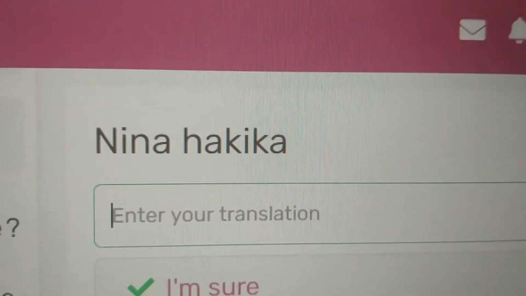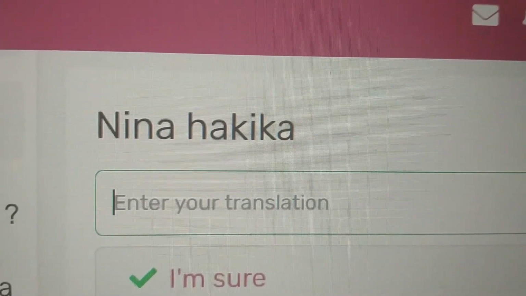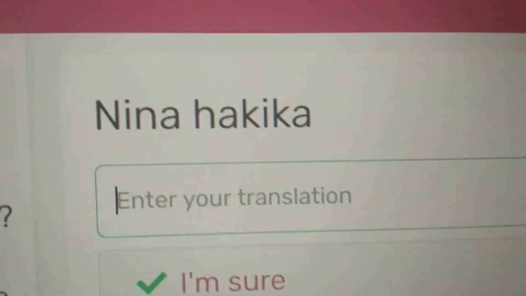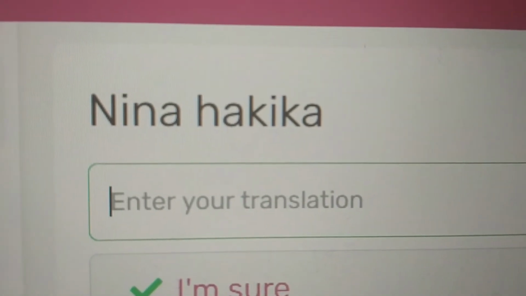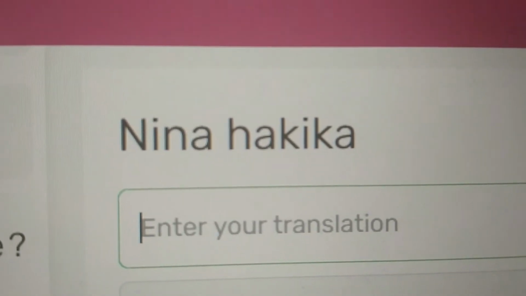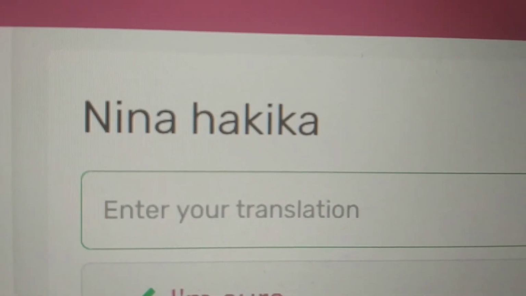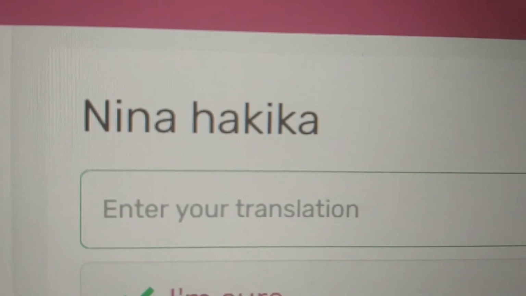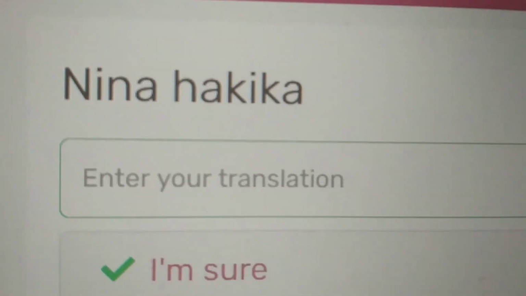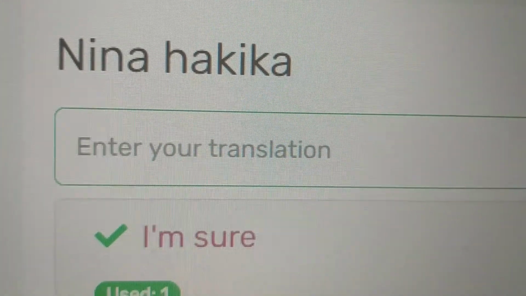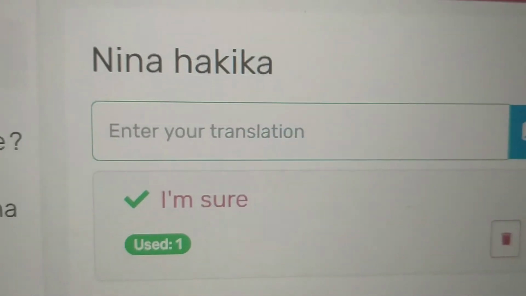I just wanted to show you how I sometimes say phrases. For example, this is Nina Hakika. When I saw this, the first thought I had was Nina means I have, and then Hakika, I don't know, truth possibly, from the Arabic haqiqa. So I have truth. Obviously that doesn't make sense, so I checked it and it's I'm sure. So it's usually when the literal meaning doesn't make sense that I look it up.